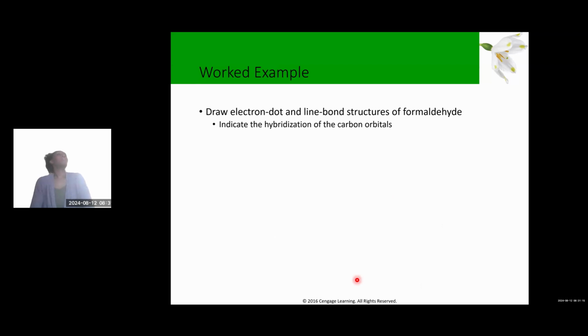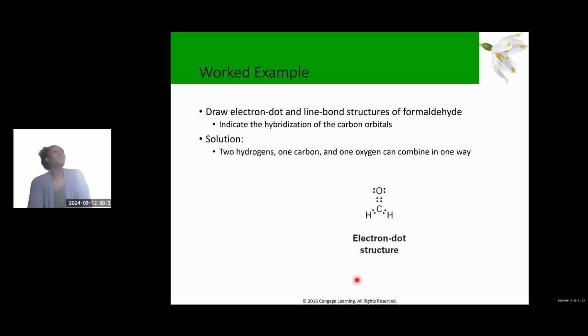All right, so now it says draw the electron dot and line bond structures of formaldehyde. Now I need to show you guys what that structure looks like because I'm sure you don't know what formaldehyde looks like. But we're going to draw it out and then we're going to talk about it. So we're looking at an electron dot and line structure. So this right here is our electron dot, also your Lewis structure here. And you can see that you have the two electrons being shared between the carbon.